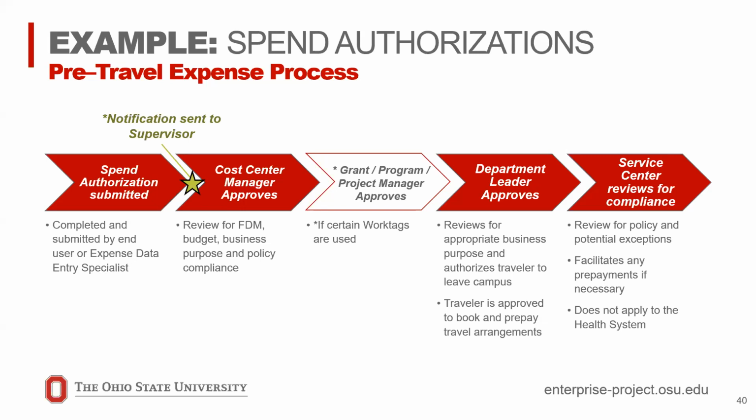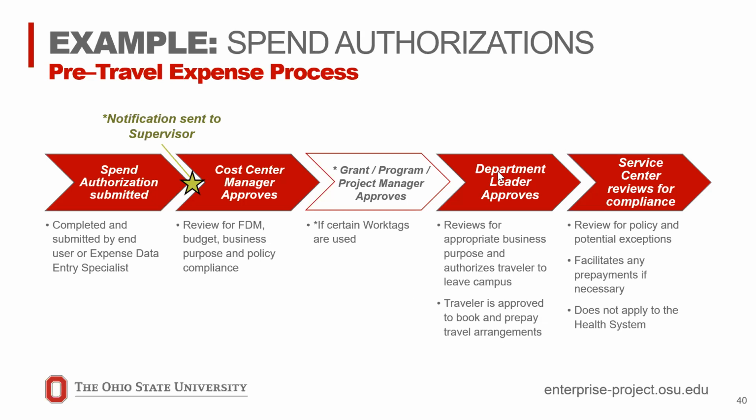They're going to take a look to make sure that the budget is correct, the business purpose is there, and there's policy compliance. If it's for traveling for a grant or a program or something like that, it will get routed to the appropriate project manager or grant manager for that approval step. Then the department leader will approve that travel, and in many cases, chairs serve in that department leader role. They'll be able to review it.